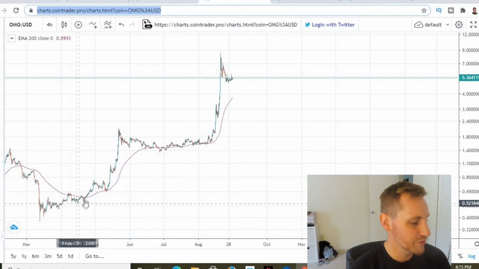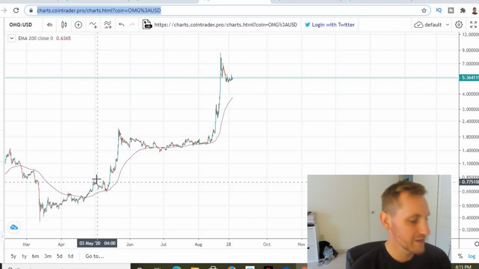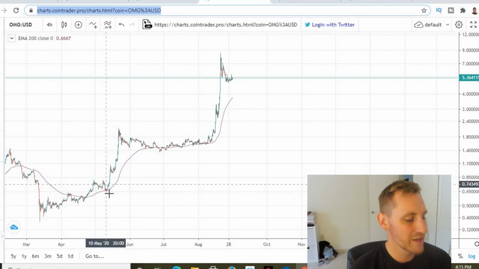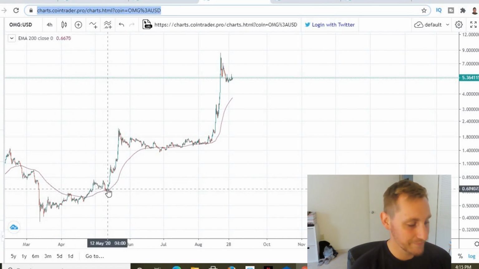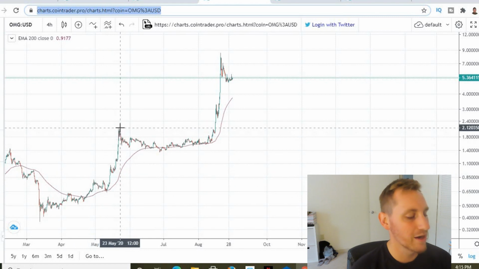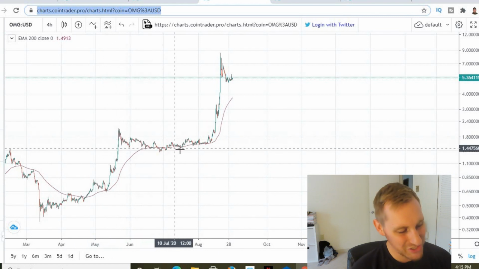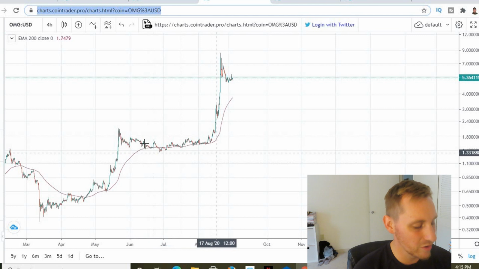So we got our first big impulse here, right? And we came back down and touched the 4-hour EMA here before continuing back up. Then we came back down and touched it again, had support on it all throughout here.